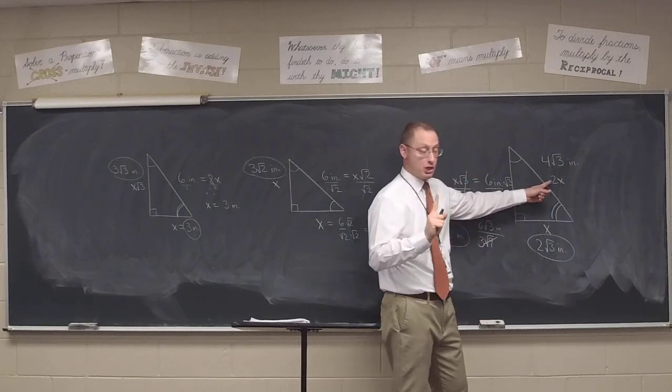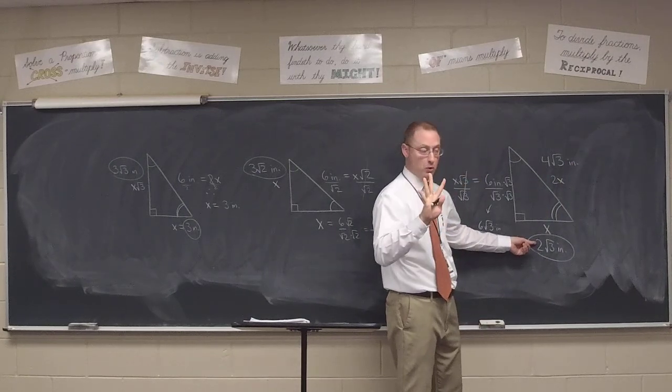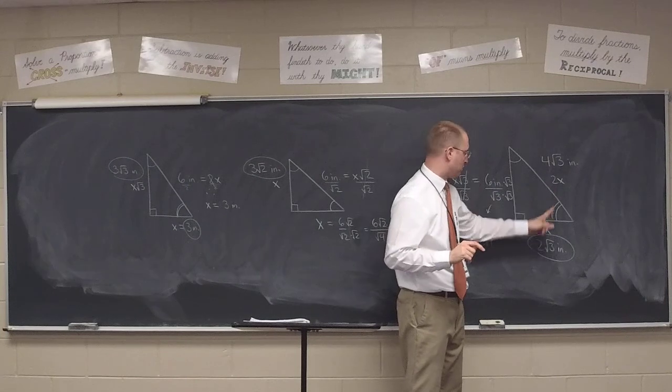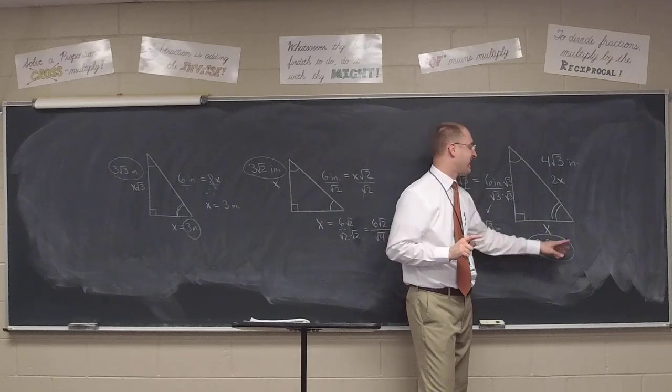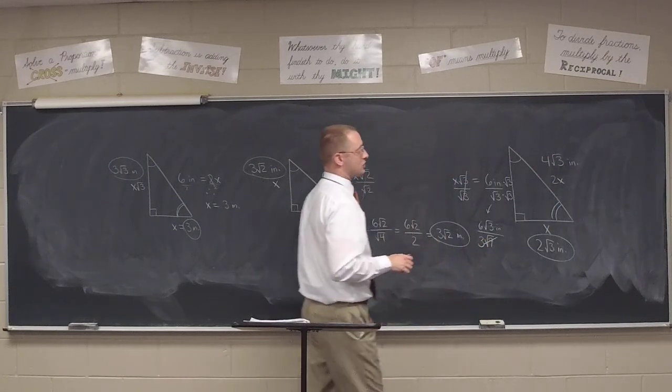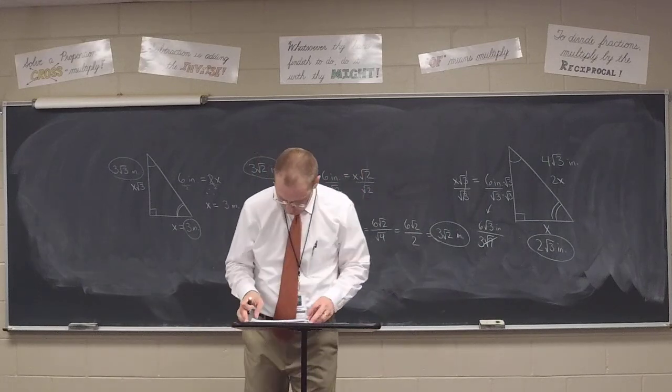Remember, this is a rational 2. It can multiply by this rational 2 to give a 4. Rational 2 does not multiply by irrational square root of 3. So 4 times the square root of 3 inches would be my answer.